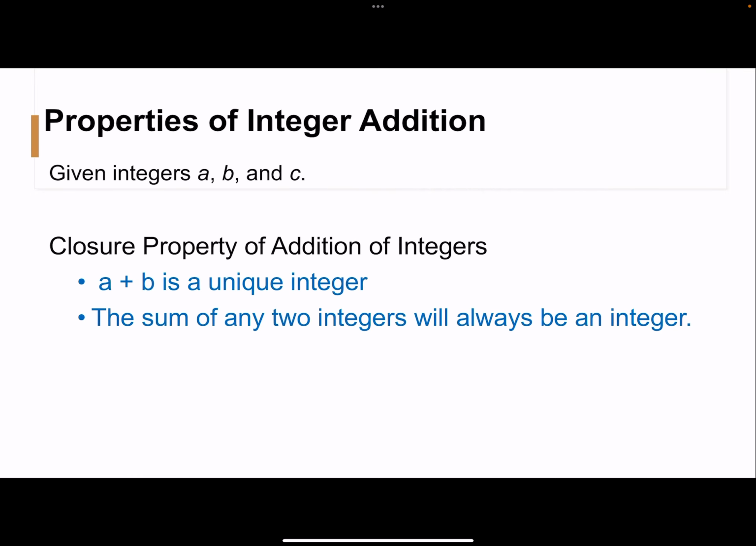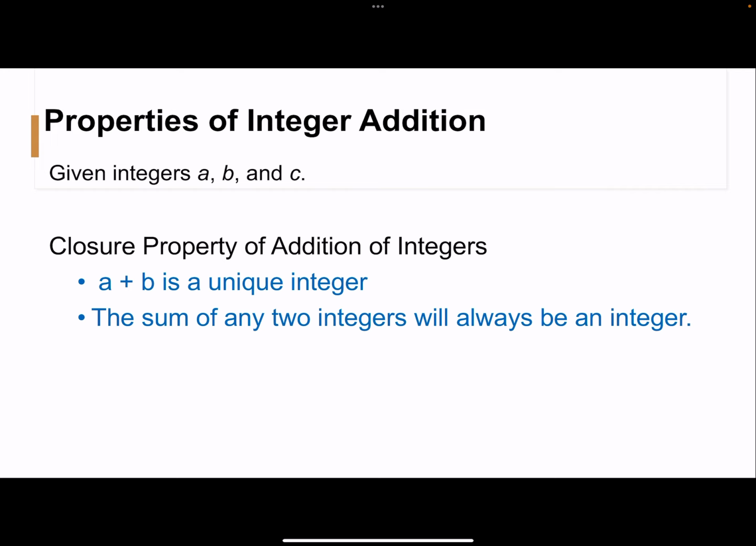We can't talk about adding integers without talking about some important properties of integer addition. So we're going to go over some properties. These properties are given that we have integers a, b, and c. The first property that I would like to talk about is the closure property of the addition of integers. The closure property applies when we're talking about two unique integers, a and b.